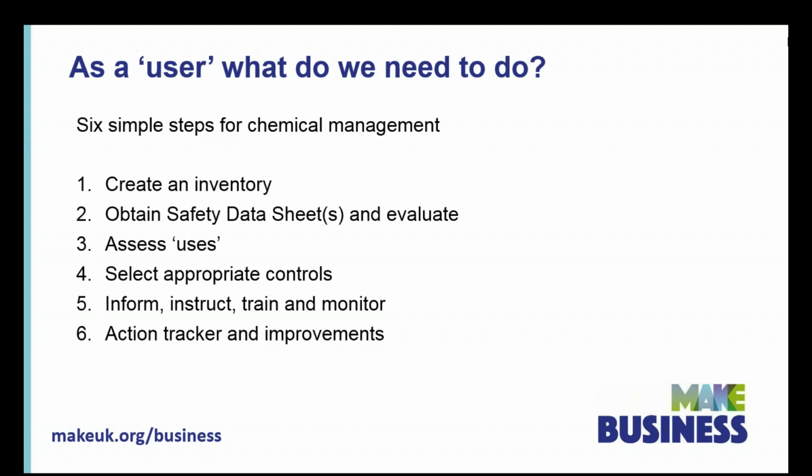The 5th chapter will be inform and instruct, train and monitor, which most of the safety professionals listening today will know as key points, and we'll look at it from a chemical perspective. And 6, action tracker and improvements. We recognise there are going to be constant changes and challenges in how we use chemicals, and workers' health could be affected by the use. So how can we constantly improve, really? So they're the 6 chapters.